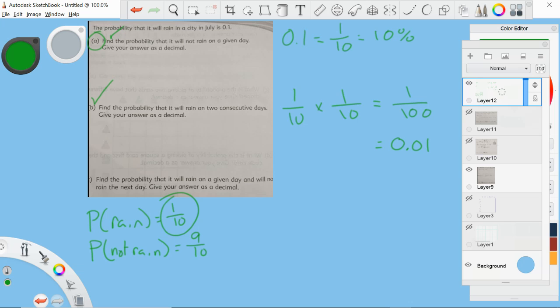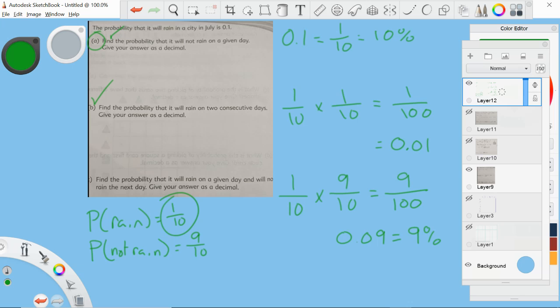Find the probability that it will rain on a given day and will not rain the next day. So we're going to multiply the individual probabilities. We're going to multiply the probability that it rains, that's 1 in 10, times the probability that it doesn't rain, that's 9 out of 10. And what do we get? 1 times 9 is 9. 10 times 10 is 100. You get 9/100ths, which is equal to 0.09, which is the same thing as saying 9%. Okay? So that's how you approach those problems.